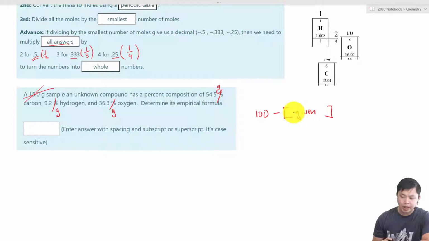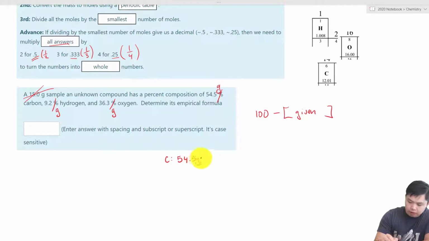Now let's go back and do this. So in this case, first step, right? Convert them to mole. So we have 54.5 grams of carbon times the molar mass for carbon, 12.01 grams of carbon, and on top is 1 mole of carbon.